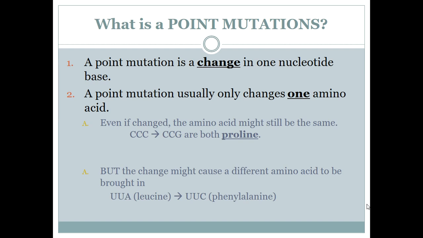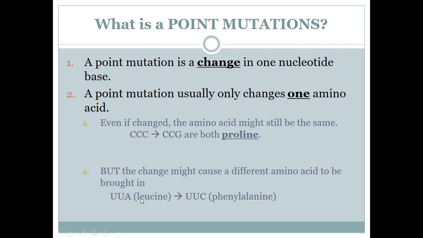So by changing only one nucleotide, one base pair, that will only change one amino acid. So, for example, when we look at this first example, we have CCC. Here we have mutated the third C to a G. So instead of CCC, we now have CCG. If you look at the codon chart, they both actually code for proline. So nothing actually happened there. So this point mutation was not harmful at all.